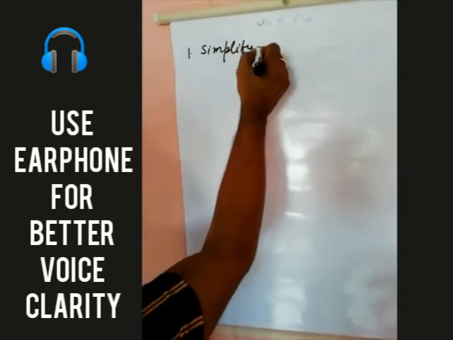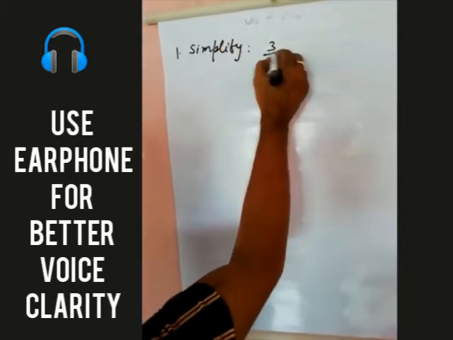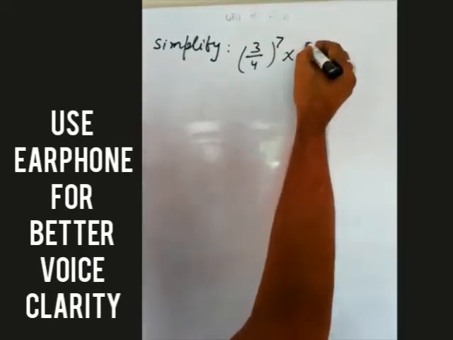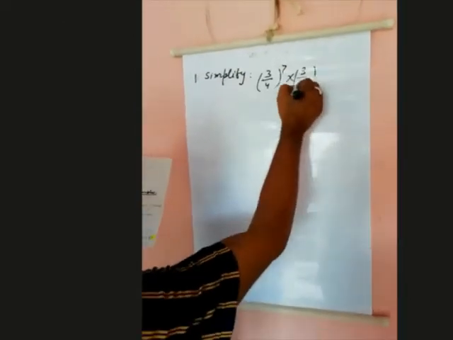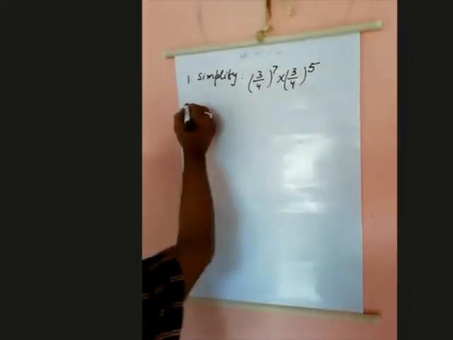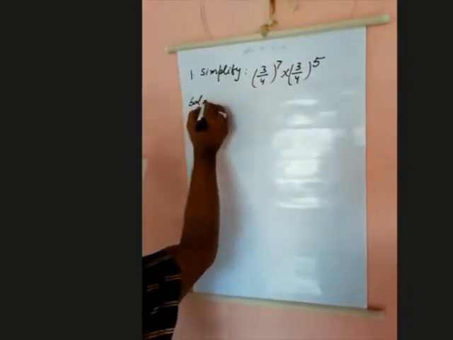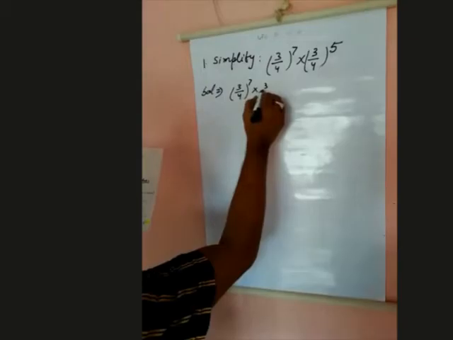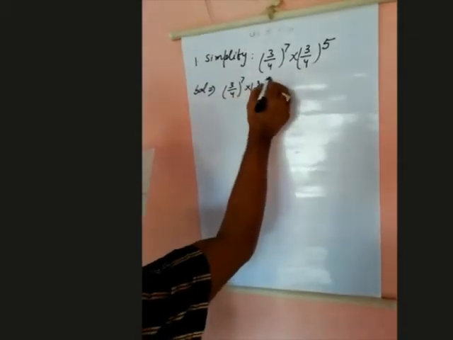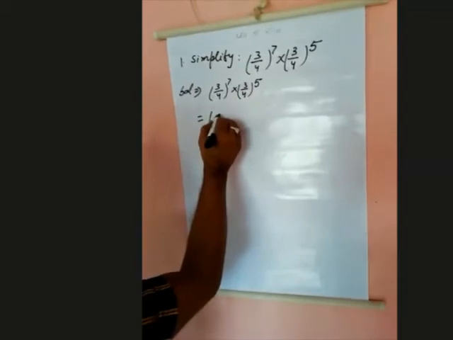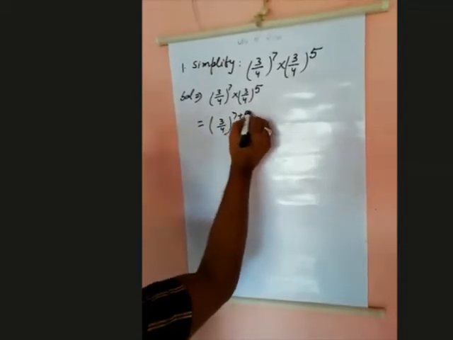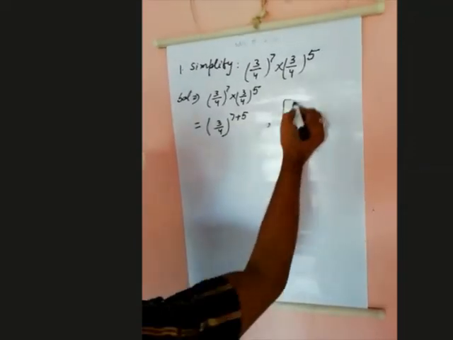Simplify (3/4)^7 × (3/4)^5. Solution: (3/4)^7 × (3/4)^5 equals (3/4) to the power 7 plus 5, according to the first rule.